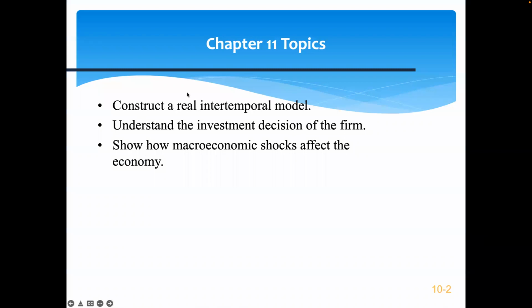So this is a roadmap for this chapter. We are starting with the real intertemporal model, like I just said. We're going to have a household side and a firm side. From this model, we're going to understand the investment decision of the firm. Actually, that's the new thing we have compared to what we have studied before.